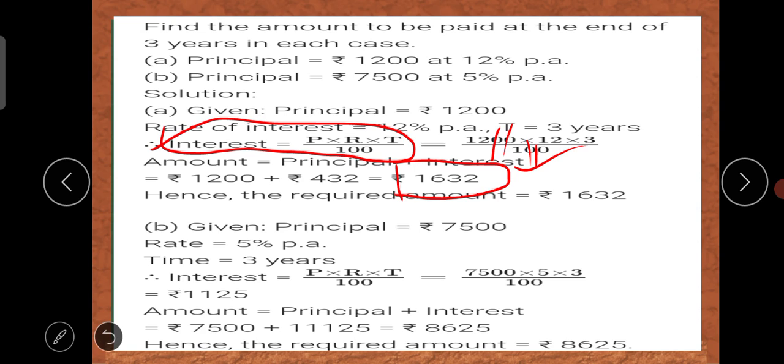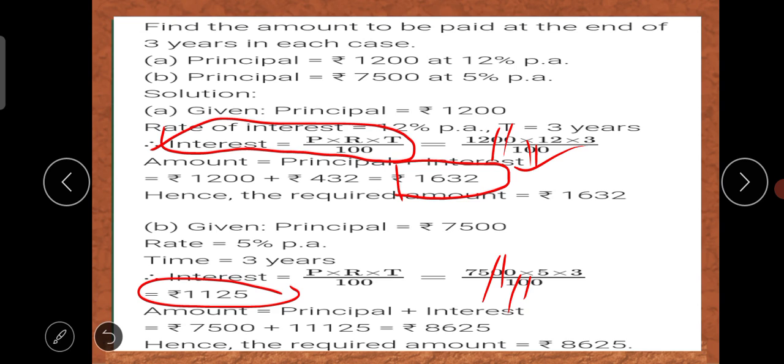In the second question, again the principal is given, that is 7500. The rate is 5% and the time is 3 years. The same formula we are going to use here, P into R into T upon 100. Put the values: P is 7500 multiplied by 5 into 3 upon 100. The zeros cancel, so we will get 75 multiplied by 5 into 3. When we multiply these numbers, we will get the answer 1125.